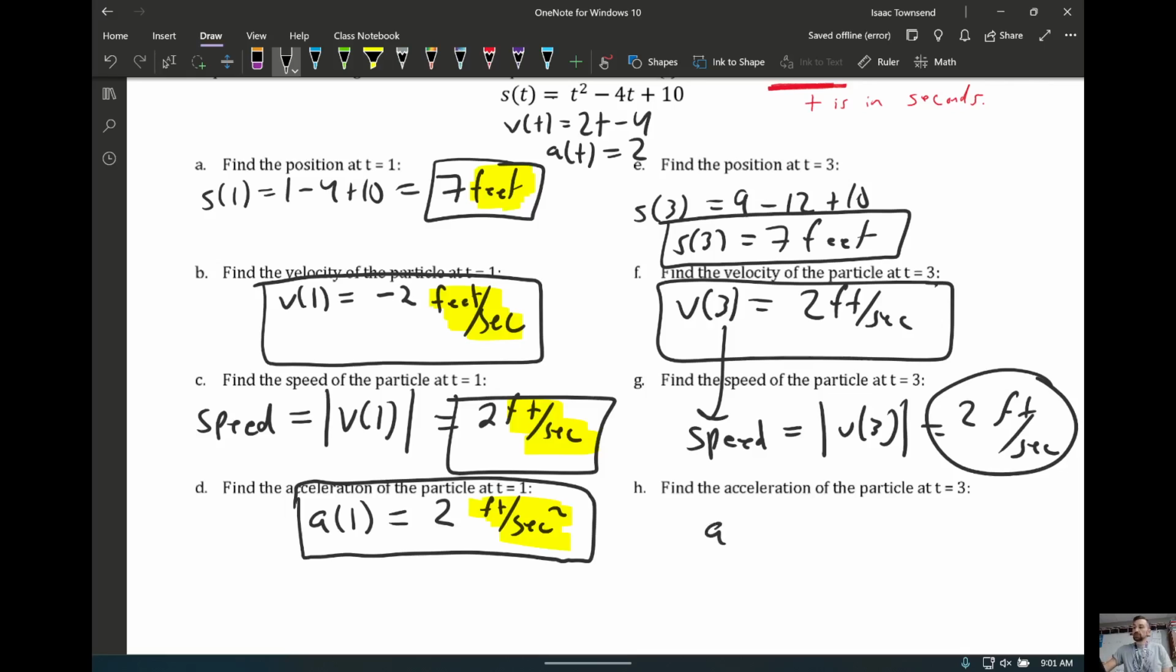And acceleration, just plug 3 into the acceleration function. Again, this one doesn't have any t's in it, so it's saying that the acceleration is always 2, based on the units, feet per second squared.